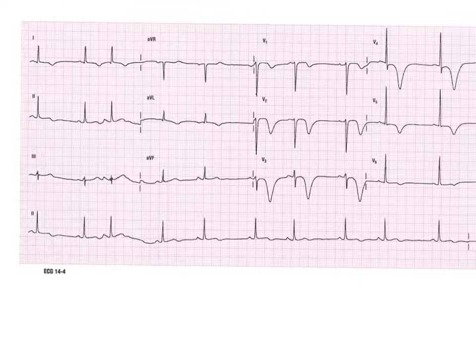There are two different P waves, which makes me think premature atrial contractions. I'm looking at PR intervals, and they're all pretty normal, and they're all about the same. So I'm going to call those PACs. I got a sinus rhythm with PACs.